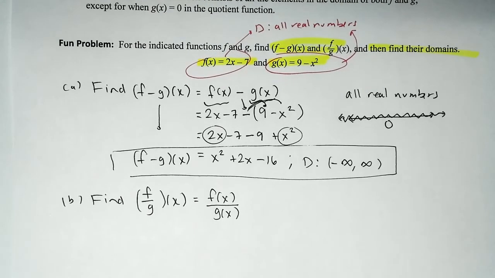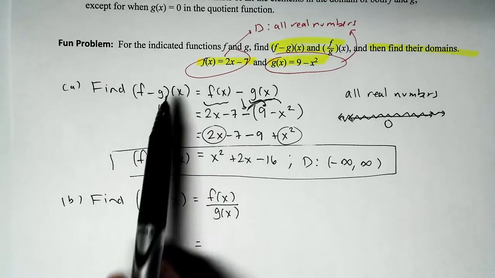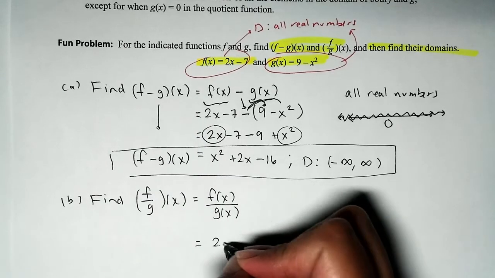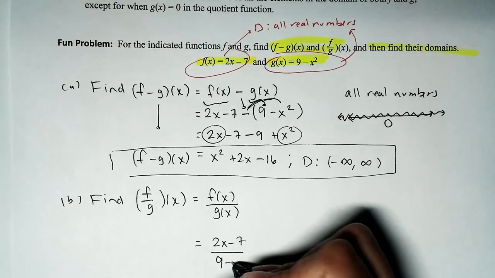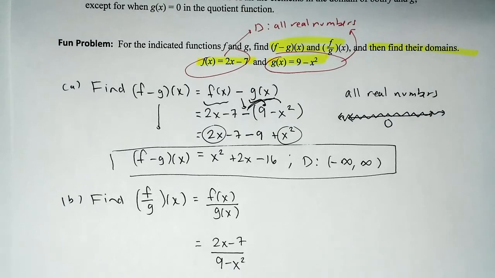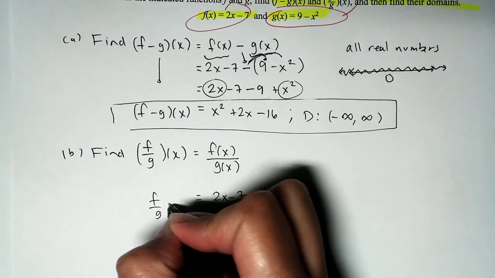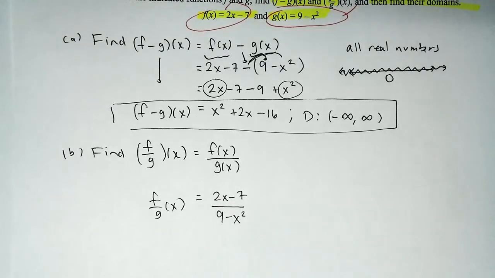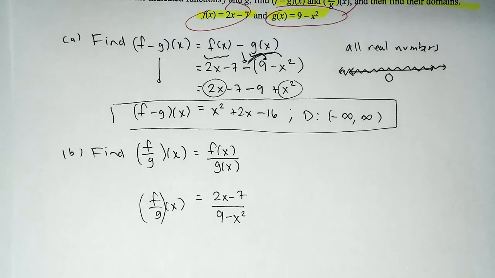Function f is given by 2x minus 7. Function g is given by 9 minus x squared, and that's the end of that. So let's tell the reader what equals that. In this case, it's the quotient. But bear in mind that we are also asked to indicate the domain.